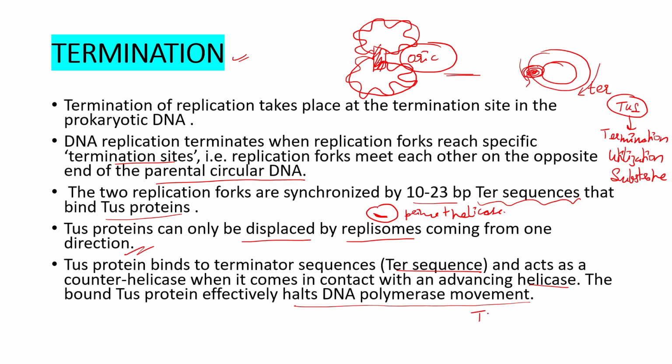So the TUS protein will halt or inhibit the DNA polymerase movement, and this DNA polymerase will not be able to make further DNA replication. What was DNA polymerase? DNA polymerase was an enzyme which helps to add new nucleotides to the DNA strand. So now it won't be able to do that. So I think this summary is clear to you all.